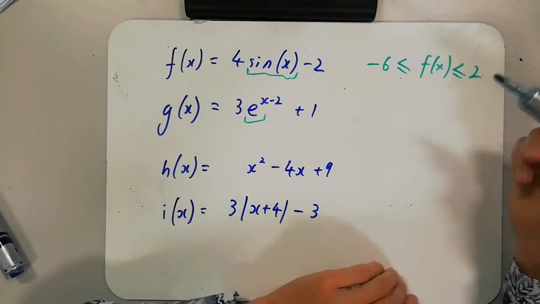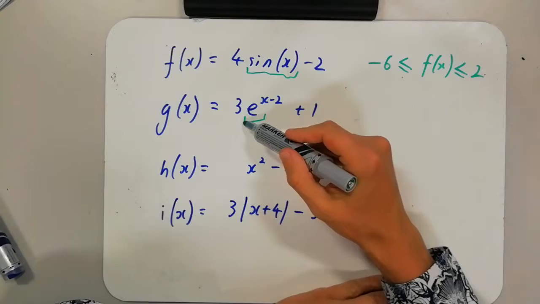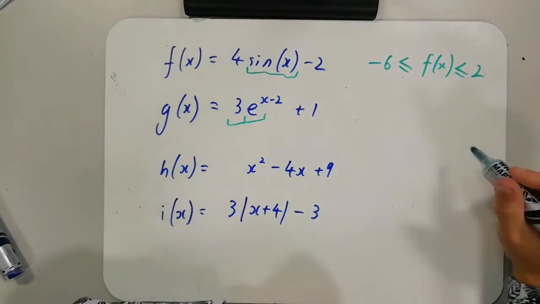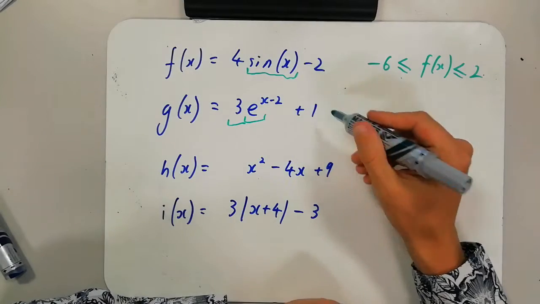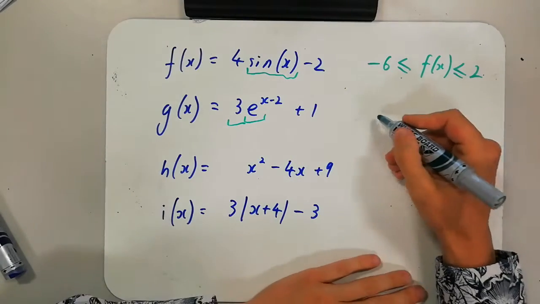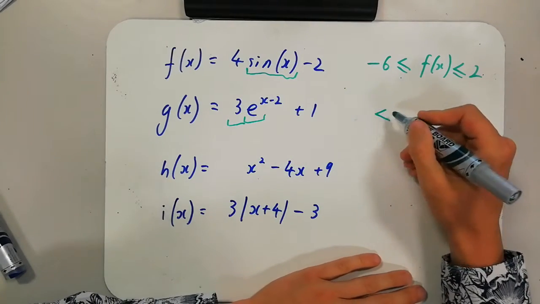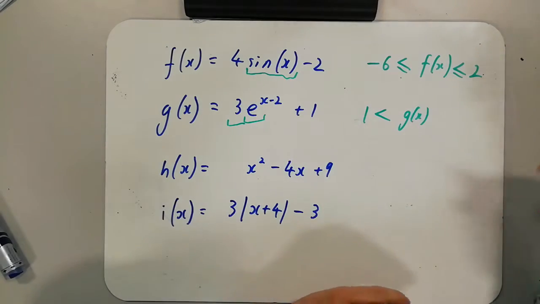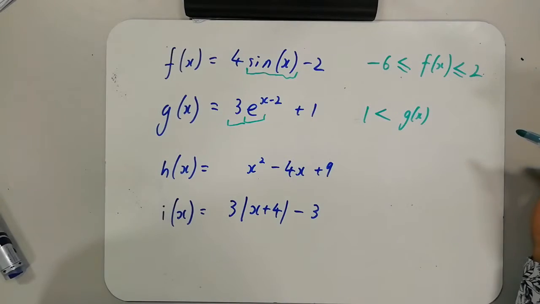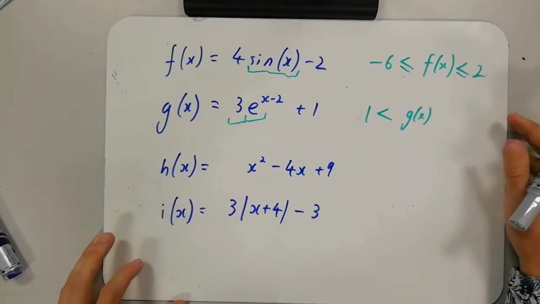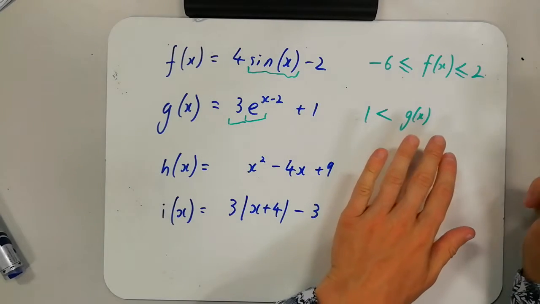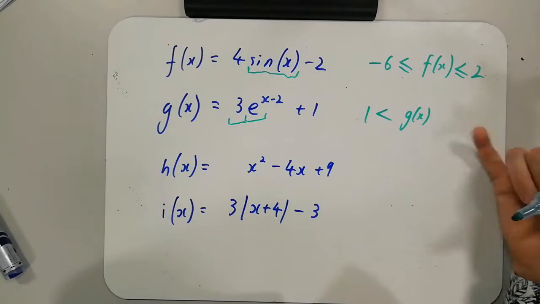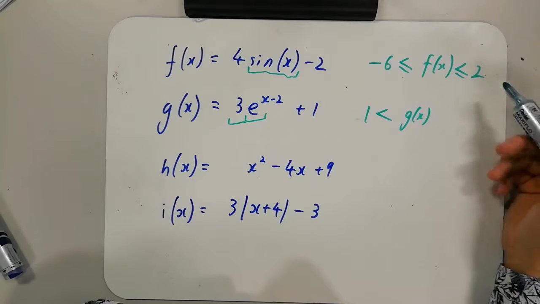Timesing those by 3 will not affect anything. Even this function is still between 0 and infinity. Then plus 1. So I now know that g of x must be greater than 1, and that's it. We don't have to write less than or equal to infinity. Infinity is not a number, it's a concept. So as long as I know that g of x is greater than 1, we infer from that that there's no upper limit.